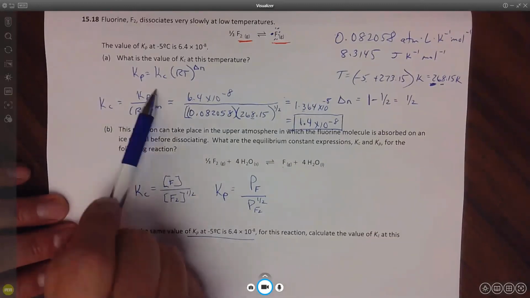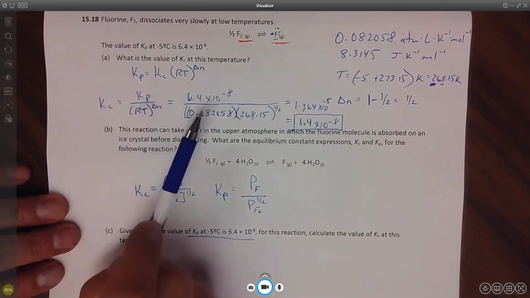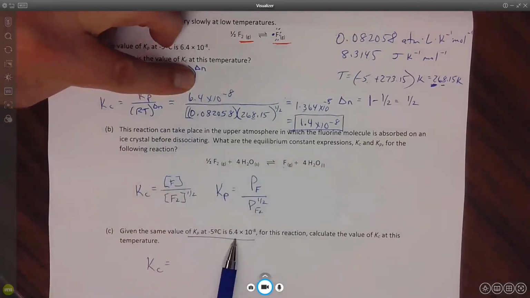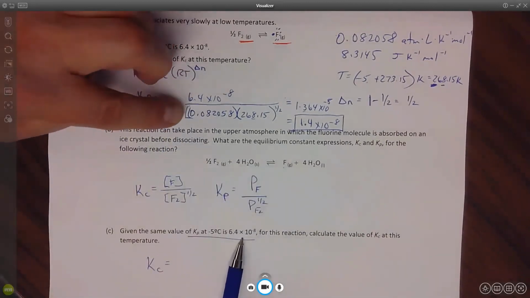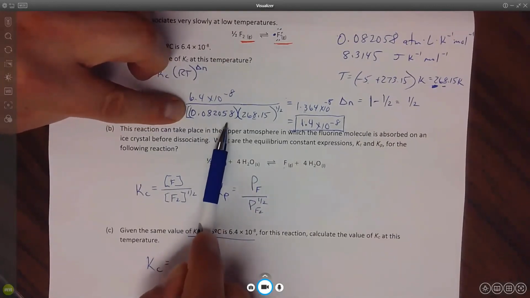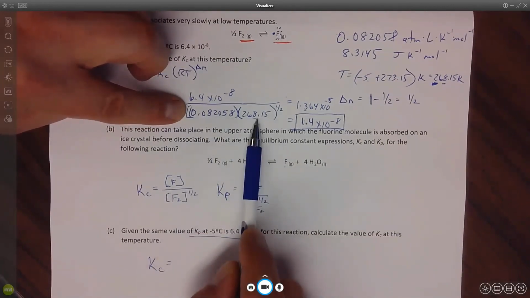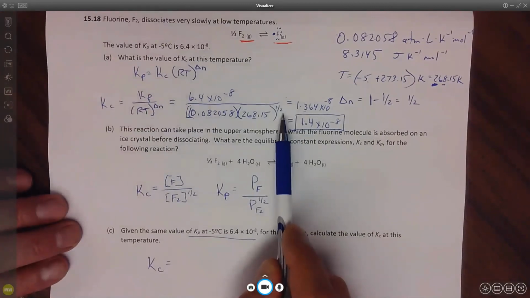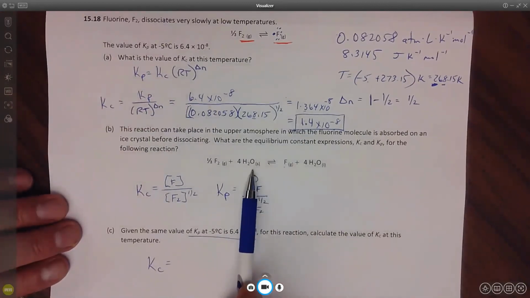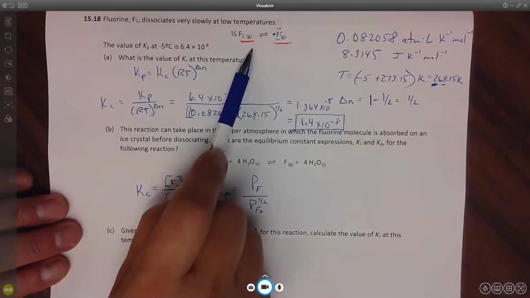Okay, so we're still using this equation here. Kp is still the 6.4 times 10 to the negative 8. R is always going to be that 0.08. The temperature was the same. What about del N? Was del N the same for this reaction as it was for this one?